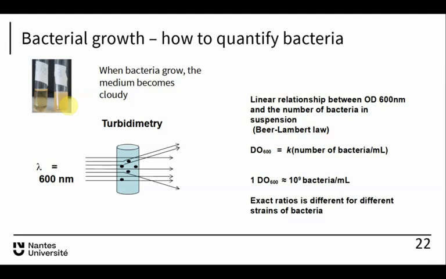So what does that mean? You know, the exact ratio is different for different bacteria. The other thing you have to remember is that you can't tell the difference between live and dead bacteria with turbidimetry. So it's a total of live plus dead.